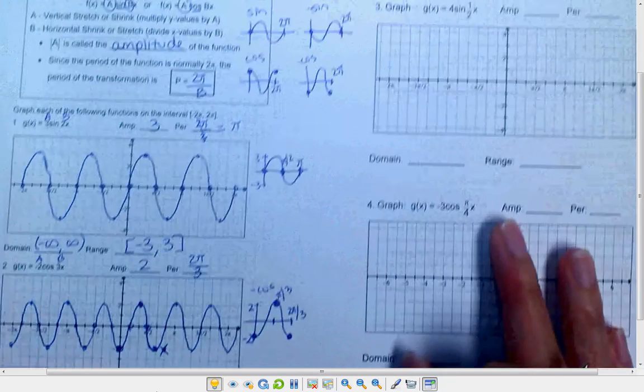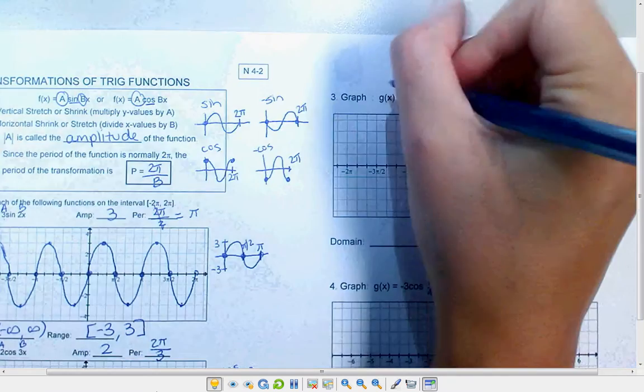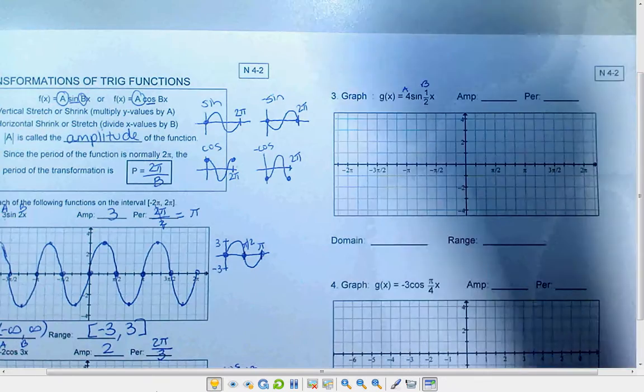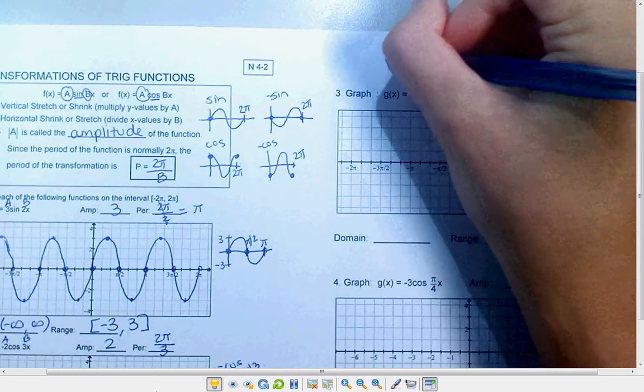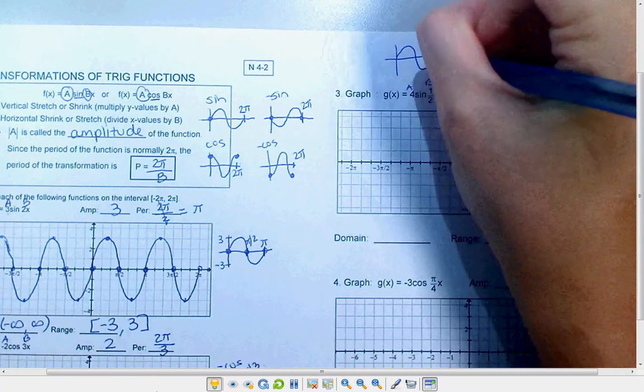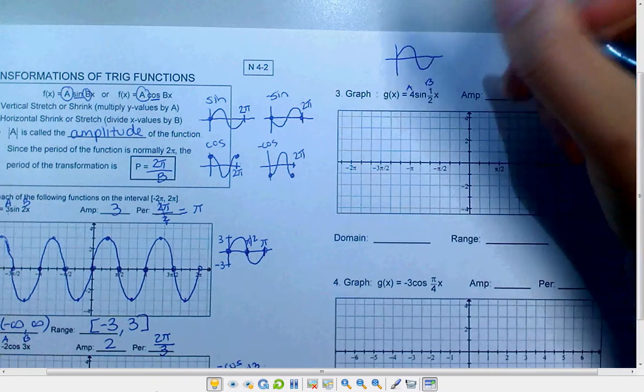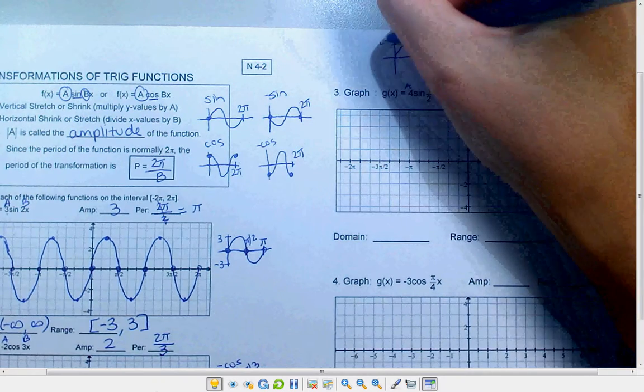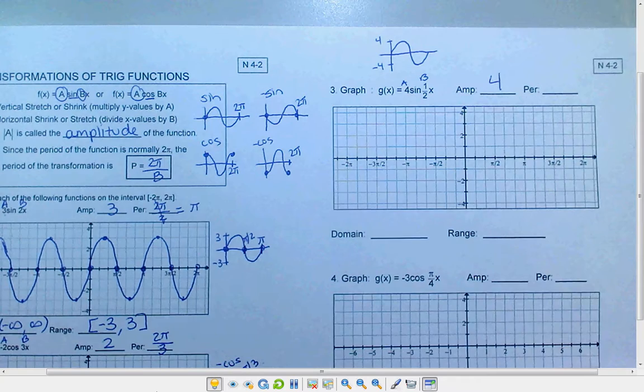Okay, so let's take a look at number 3. So here's my A, here's my B. It's a positive sine function, which means it looks like this. My amplitude is 4, so that means my graph is going to go from -4 to +4.